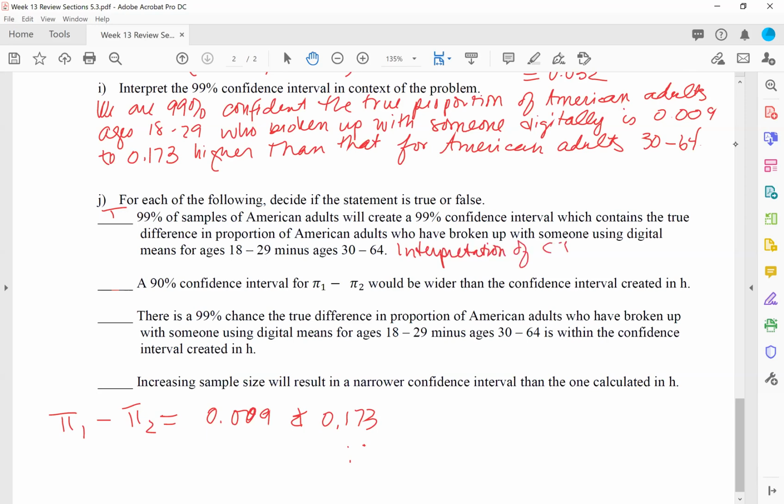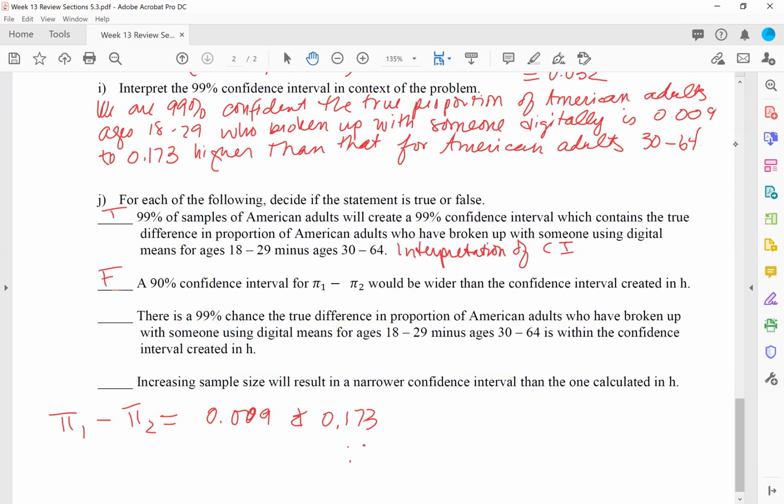So we know if we take many samples, that what we'd see is that in the long run, 99% of those samples would give us a confidence interval that contains our parameter. A 90% confidence interval is wider than the 99% confidence interval we created in H. True or false? False. Okay. It's narrower, right? Yeah. 99% would be the widest interval we create.